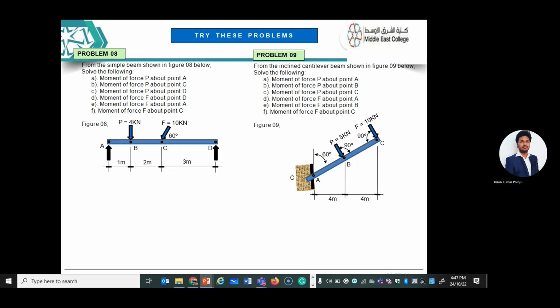Now, for moment of force F, 60 degrees is given, right? Now, Fx. Px is equal to how much? P cos theta. What is P? Cos theta how much? How much?